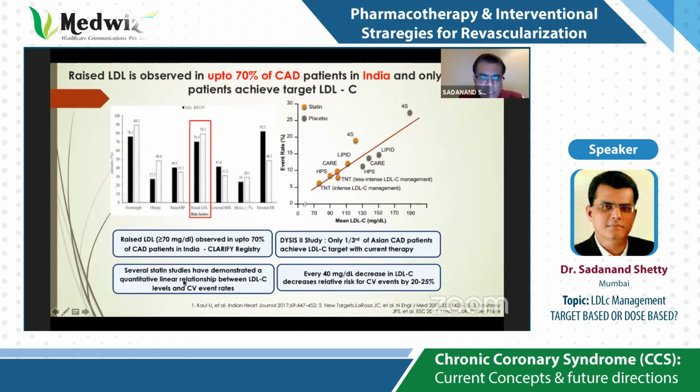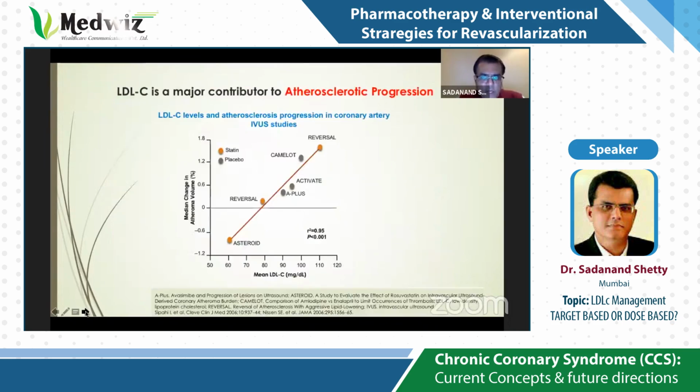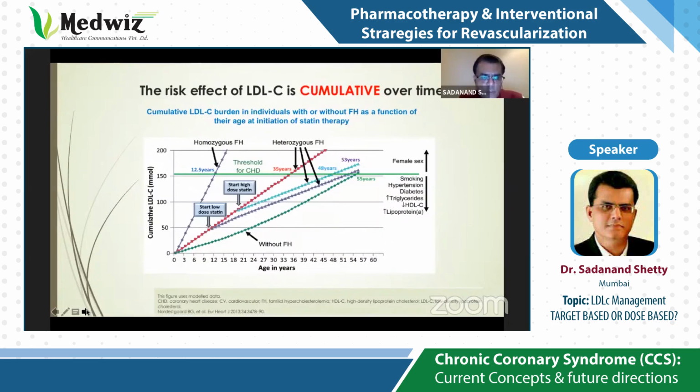Also, several statin studies have demonstrated that there is a qualitative and quantitative linear relationship between LDLC and CV event rates. This is one of the studies showing that LDLC is a major contributor to atherosclerotic progression, as shown in studies like REVERSAL and ASTEROID. The lower the LDL, the better the reduction of atherosclerotic progression or even the reduction of atherosclerotic volume.